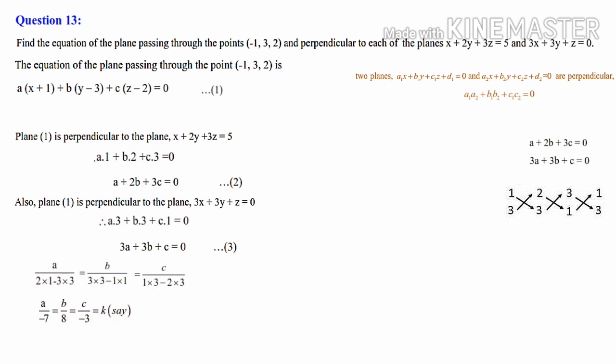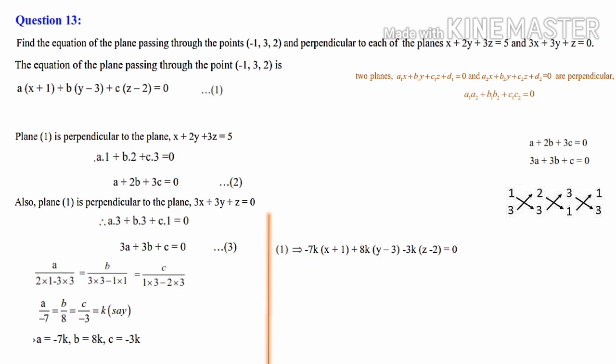Now here I used the cross multiplication method. If you want to use another method, you can go for substitution, or the elimination method, or you can substitute the variables in terms of a constant K and then go for calculation. Any method is convenient, it's not a problem. Then here A is equal to minus 7k, B is equal to 8k, C is equal to minus 3k. Just equate and cross multiply it.